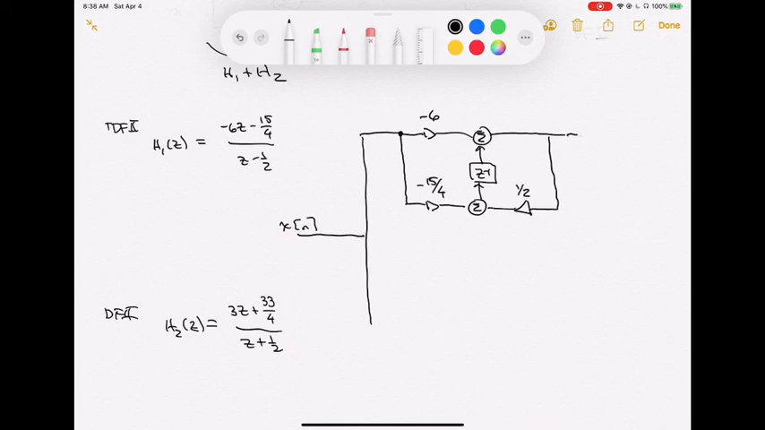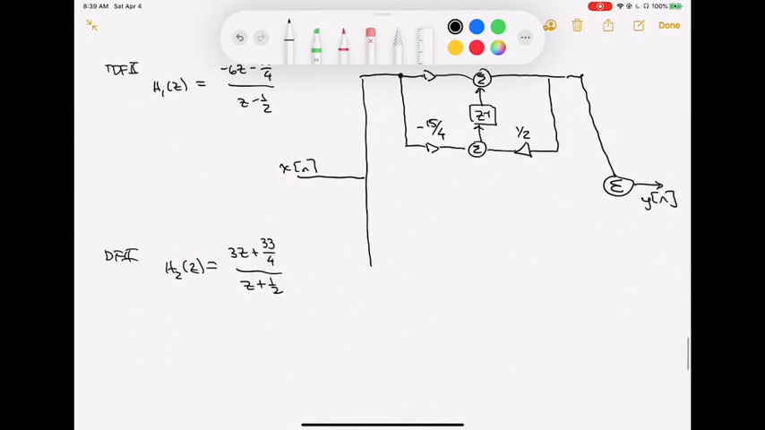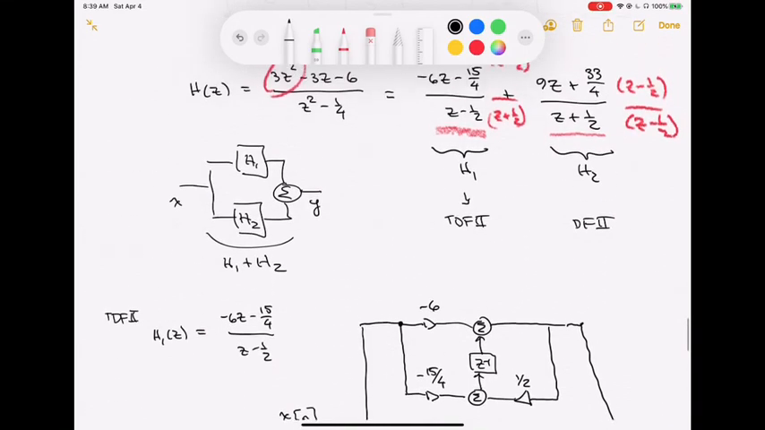That output is going to come down here, and it's going to get summed up with the output of my other system to give me y[n]. The second system then, we said we wanted to do as a direct form 2. This is also a canonical structure, and something doesn't look right on this. What did I get wrong?